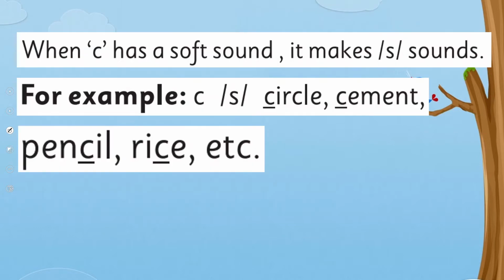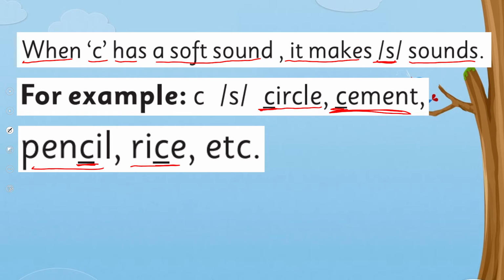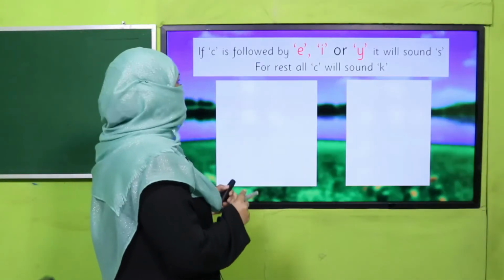So what is the soft sound? When C has a soft sound, it makes S sound. For example, circle, cement, pencil, rice. Now, we know there are two sounds, K and S. So, how to differentiate? When to say K and when to say S? Let's find out. It's a very simple rule.